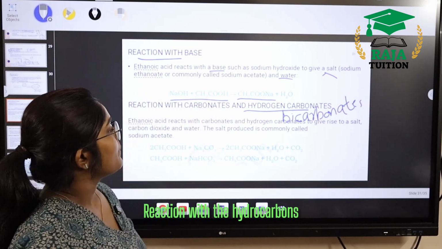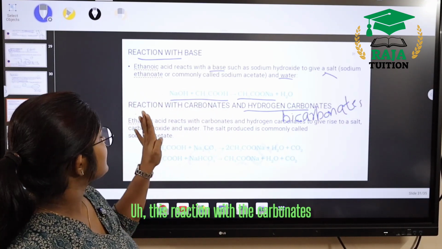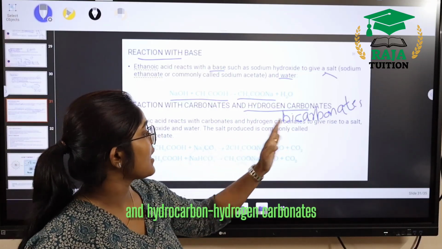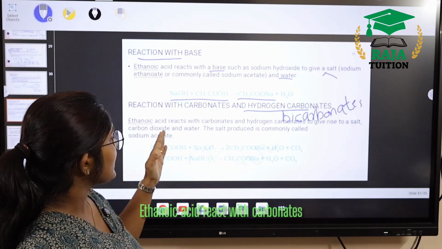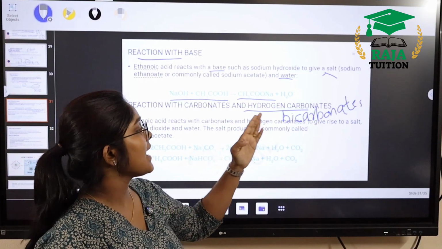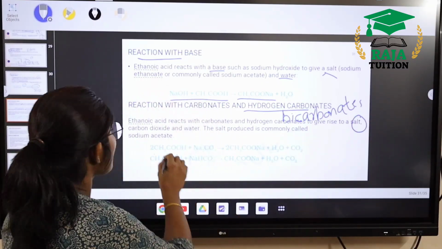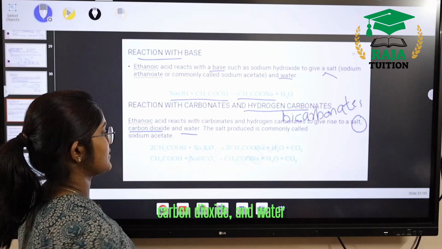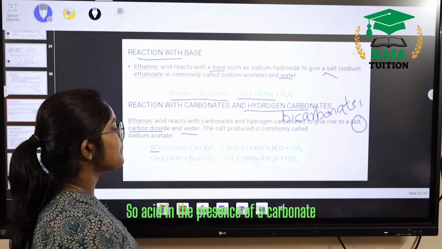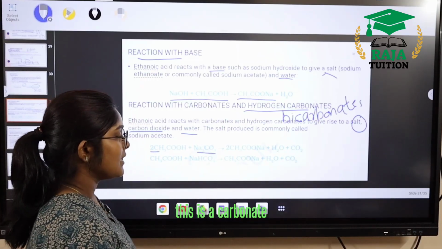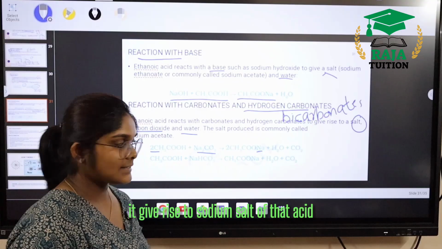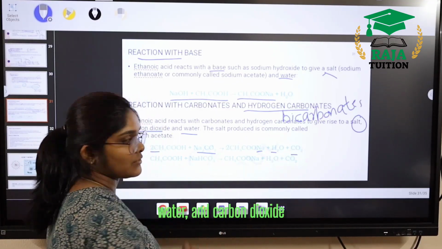Reaction with the hydrocarbons. Reaction with the carbonates and hydrogen carbonates. Ethanoic acid reacts with the carbonates and hydrogen carbonates to give rise to a salt, carbon dioxide and water. So an acid in the presence of a carbonate gives rise to the sodium salt of that acid, water and carbon dioxide.